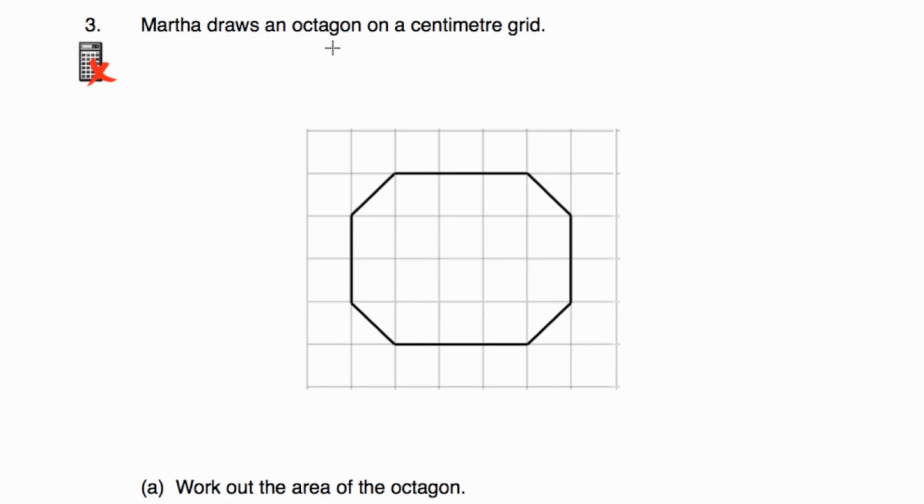Now, it's not a regular octagon. If you look at it, obviously the length of this side is not the same as the length of that side. So in terms of the line of symmetry, it's not going to have 8 lines of symmetry. A regular octagon would have 8 lines of symmetry.